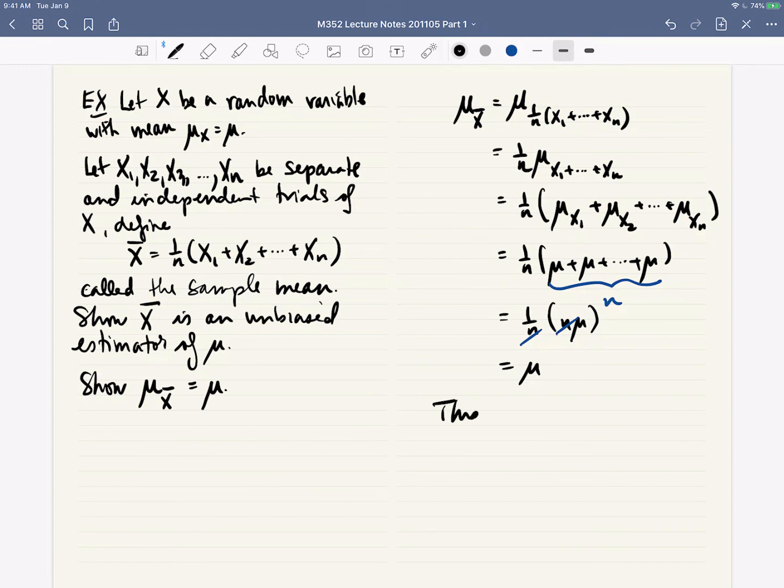Because the mean of my estimator equals the parameter it's estimating, this shows that x bar is an unbiased estimator. Okay. Sample mean is great.